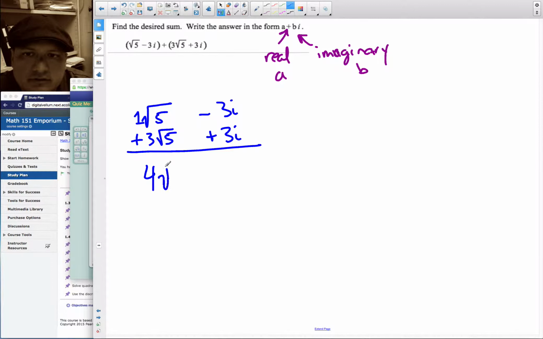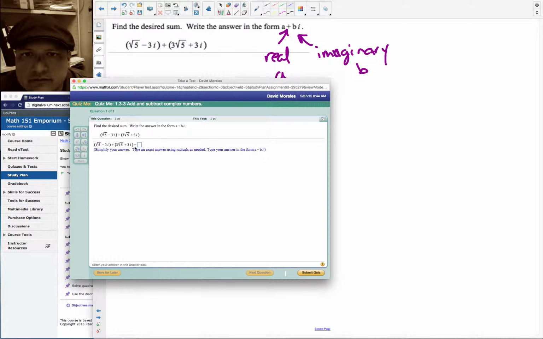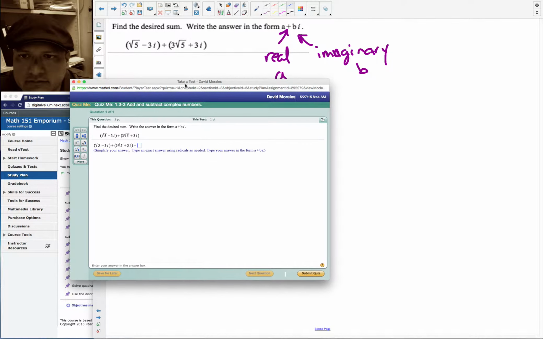This becomes 4 radical 5. And then here, this just goes away. So 4 radical 5 is the answer. Technically it's 0i, but you don't have to write that part. That's 4 radical 5, because this way is a lot simpler.